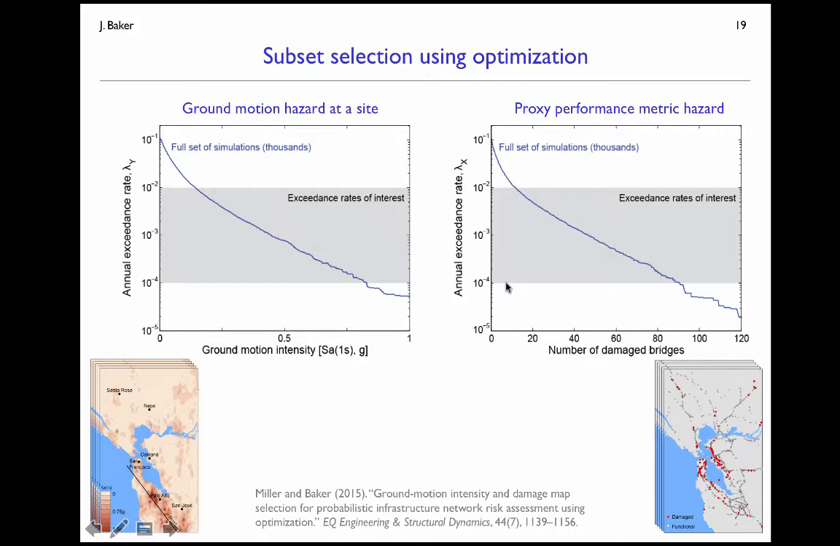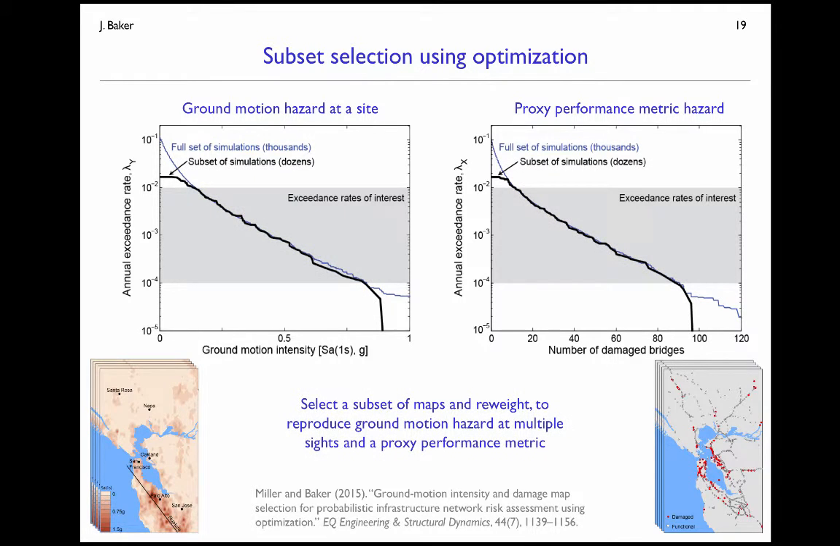And then we'll say, okay, over those exceedance rates of interest, instead of selecting thousands of these simulations, let me select a few dozen simulations and reweight them so that we're reproducing the ground motion hazard curve at a number of sites throughout the region, and we're reproducing this proxy network performance metric hazard over those exceedance rates of interest. And we may not do well outside because we're not explicitly trying to do that, but we can extend those rates if we need to have a better match, say, in the upper left and the lower right.